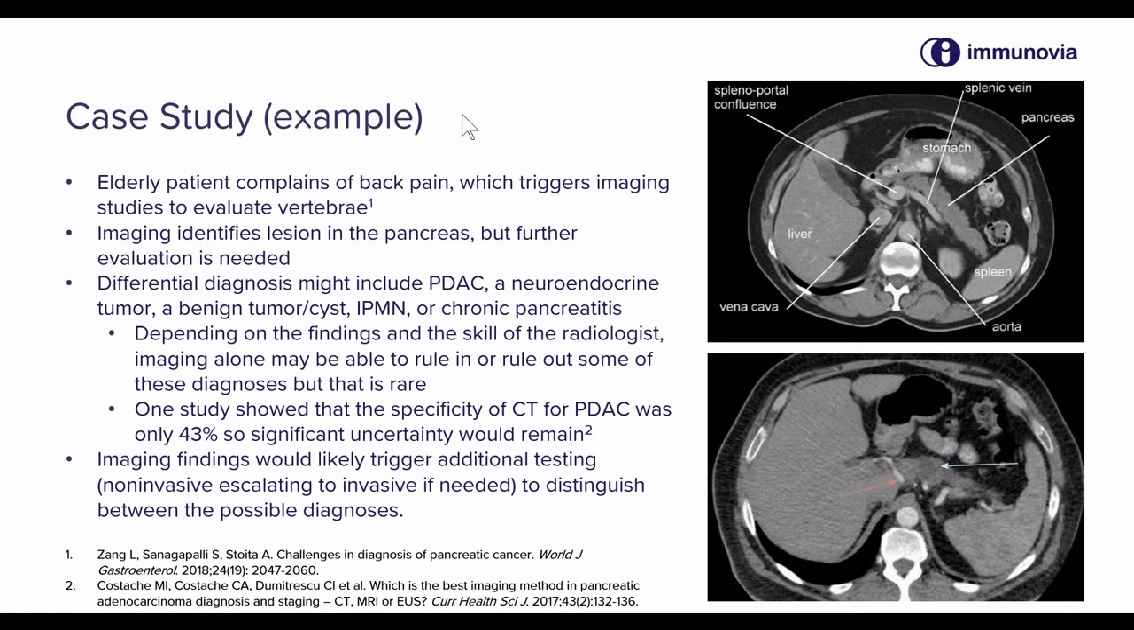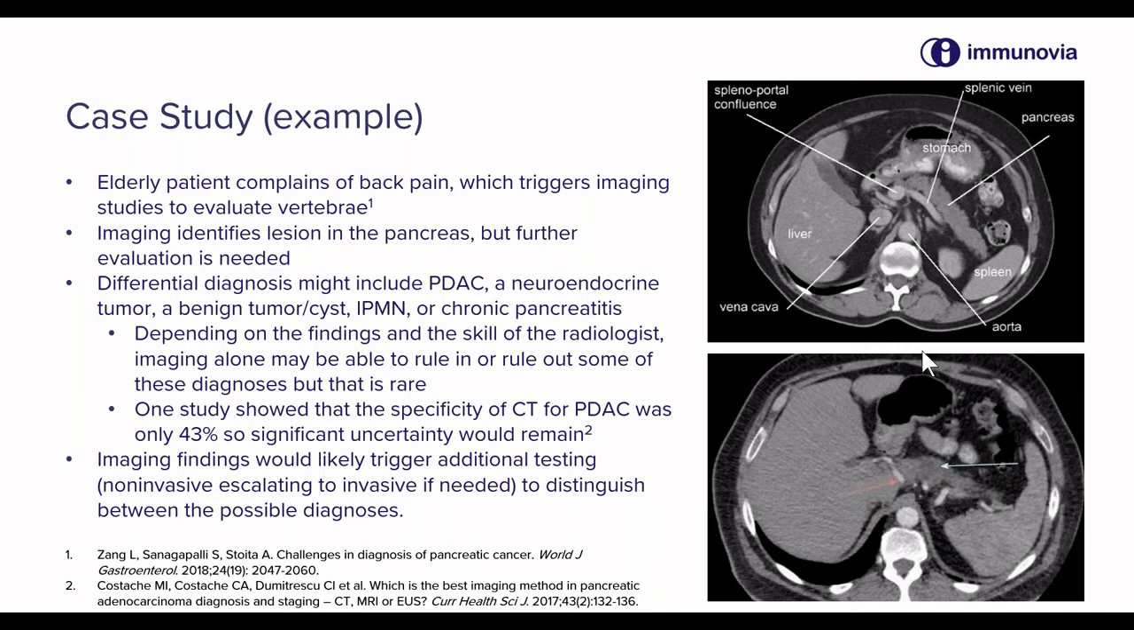cancer. In this case, an elderly patient comes to their clinician complaining of back pain, and this triggers imaging studies to evaluate whether they may have a disc problem in their vertebra. In this case, the imaging studies identified lesions in the pancreas, and what I've shown here at the top is a diagram of a normal CT scan for your orientation. You can see here the pancreas is this somewhat ill-defined organ that's very deep-seated within the body. The bottom has shown our patient, which has some low-density lesions within the pancreas that are suspicious. They could represent pancreatic cancer or PDAC.